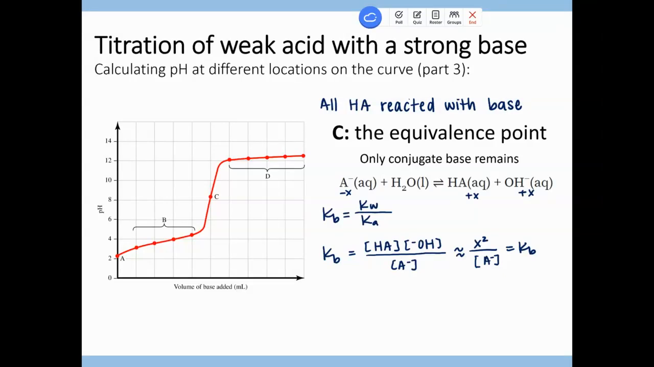And we can calculate pOH in this case. So concentration of OH minus here is equal to X, which is equal to the square root of Kb times the A minus concentration. There's no H3O plus here, so we can't calculate pH directly. First, pOH is calculated, and then we can find pH from that.